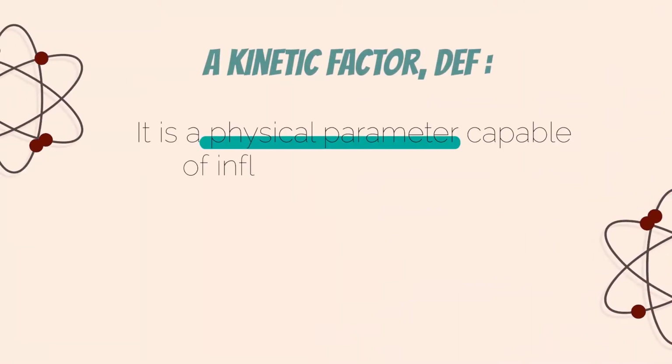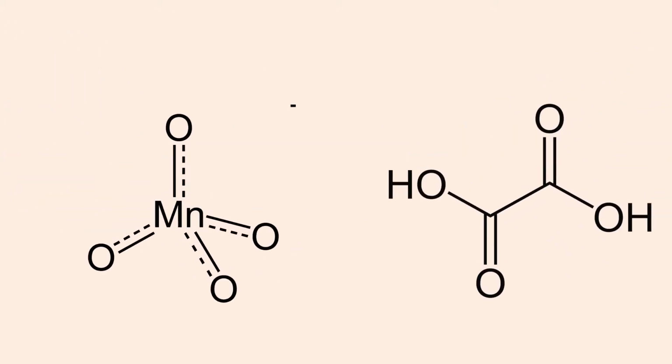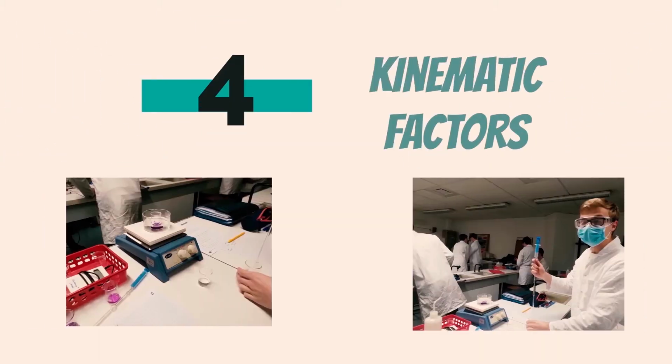Temperature is a physical parameter able to influence the rate of reaction and which modifies the evolution time of the system. To know this, we first did an experiment with oxalic acid and potassium permanganate.